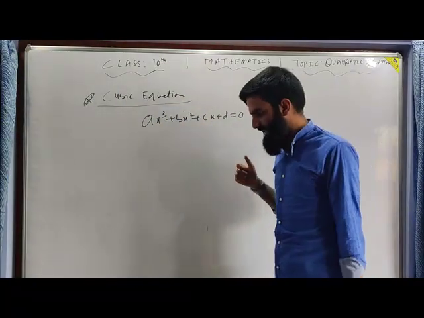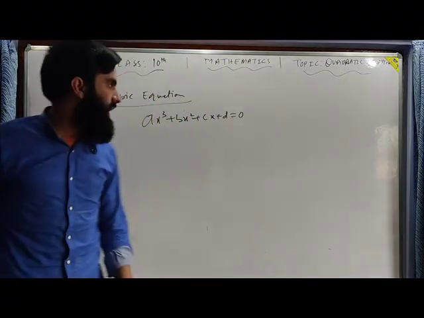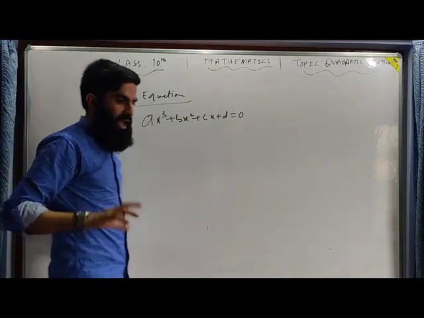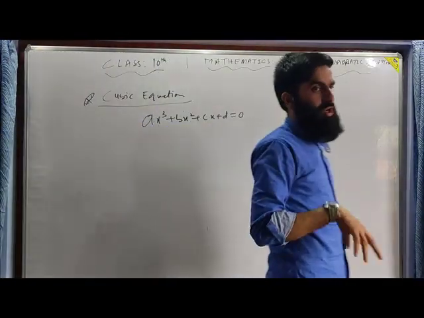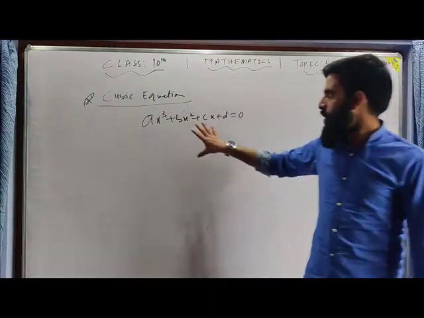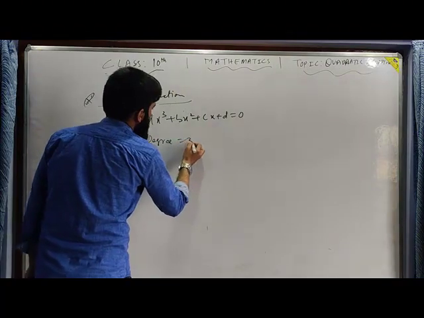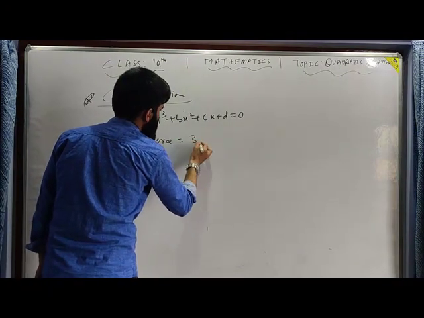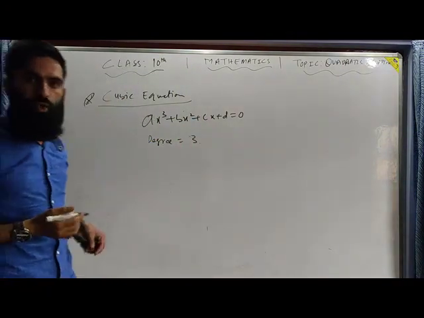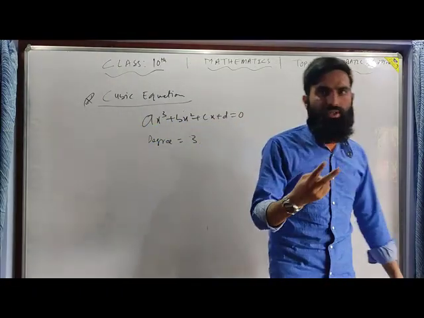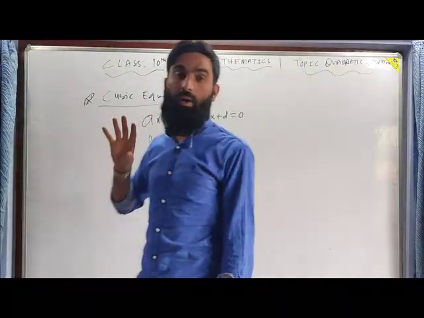We have learned what is a degree, what is a power, we have learned that, okay? So what is a cubic equation now? A cubic equation is that kind of an equation whose degree is 3. Obviously, its degree will be 3, okay? Now, what about its roots? A quadratic equation has two roots. So what about the cubic equation? It will obviously have 3 roots.